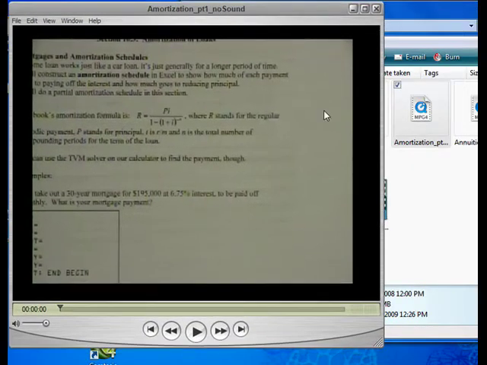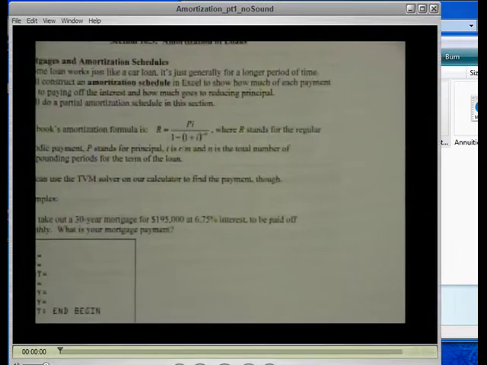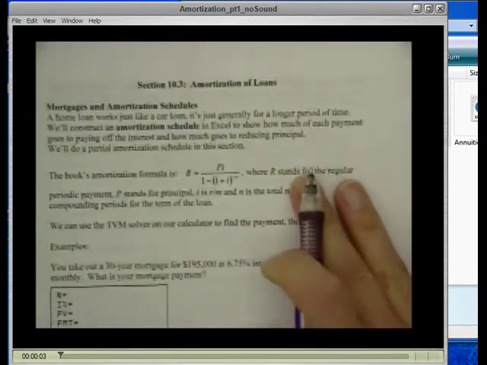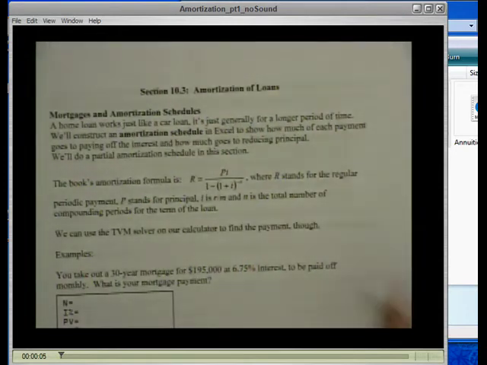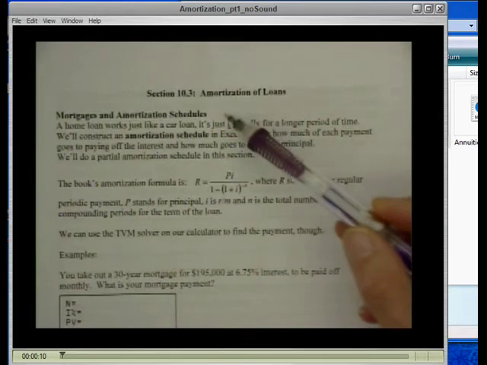Okay, so the same thing happened with 10.3 part 1 where the sound didn't work, so I'm going to try to narrate over this as well. So this section is on amortization, and probably the most common application of amortization is with mortgages.